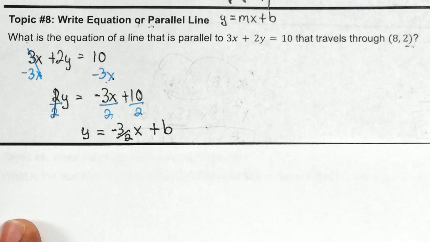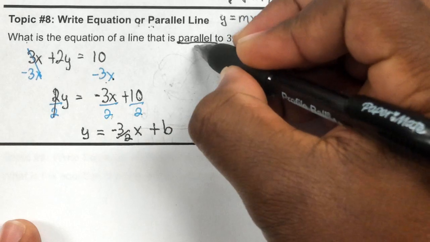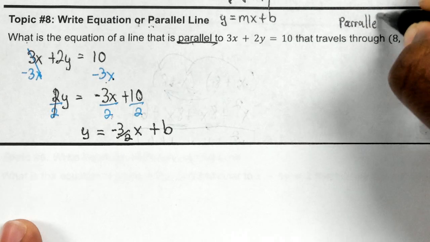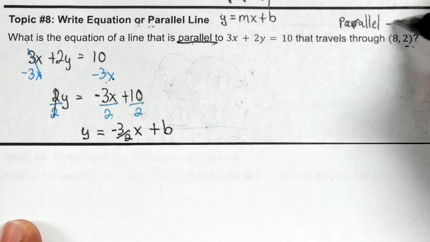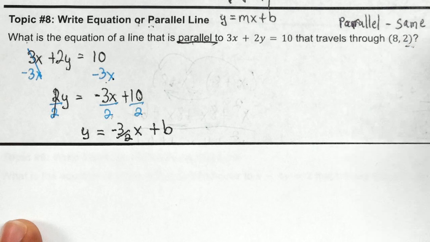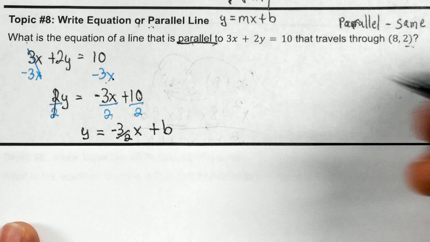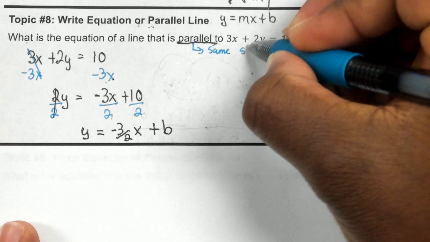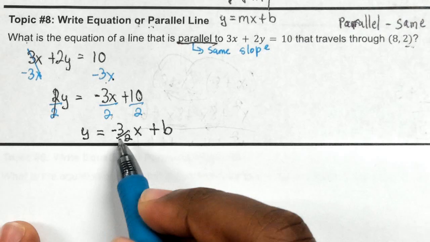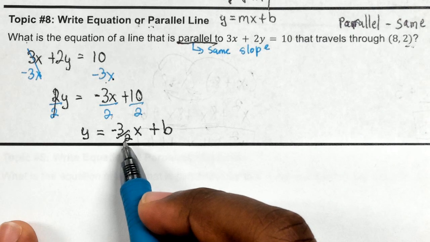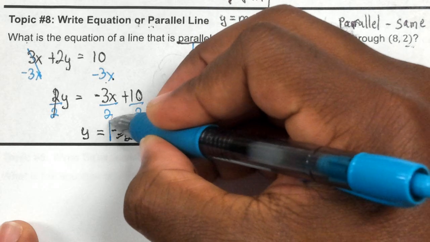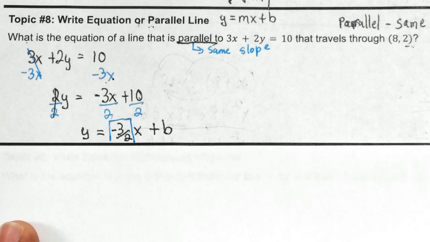What we're going to do now, guys, is evaluate what parallel means. The word parallel means same. So again, parallel means what, guys? It means same, so you're going to keep the slope the same. Parallel means same slope. Technically, this negative 3 over 2 is my slope, and I'm going to keep it the same.